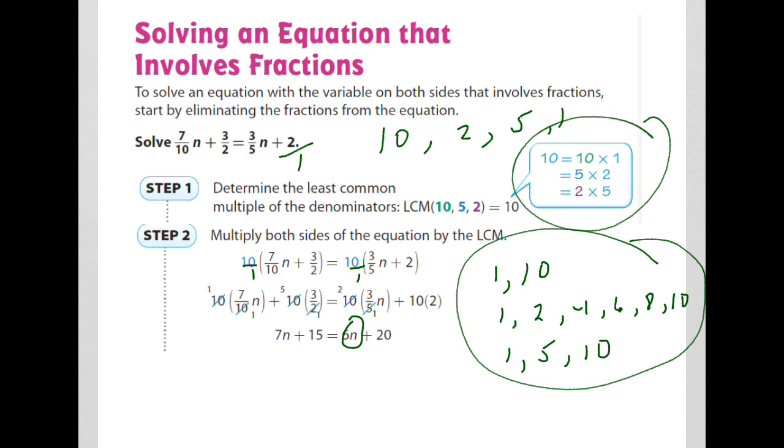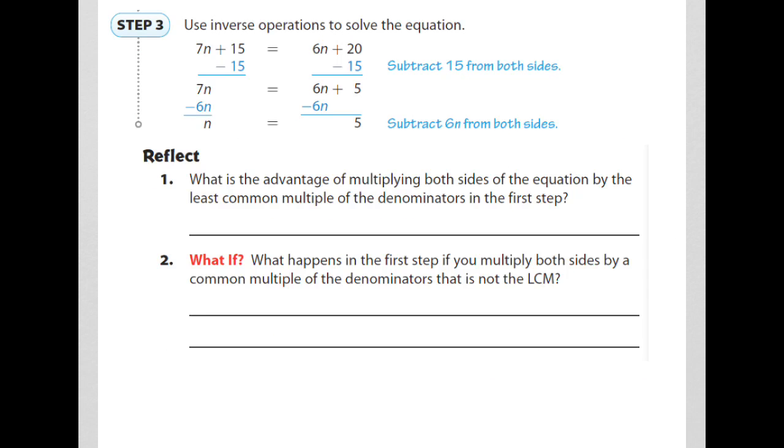Okay? Now, going on to the next one, and this is simply something that you're familiar with. 10 times 2 will give us 20. So this very rough looking equation that we begin with is now simply 7n plus 15 is equal to 6n minus 20. Okay, good stuff. Now all we need to do is look at this equation and solve it the same way we've been solving the rest of the equations. So let's go ahead and see what step 3 is about.